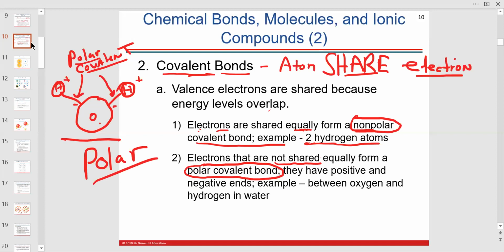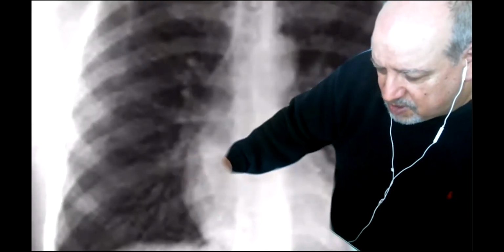I know I got to keep you up to speed here. I mentioned the 3 macromolecules.